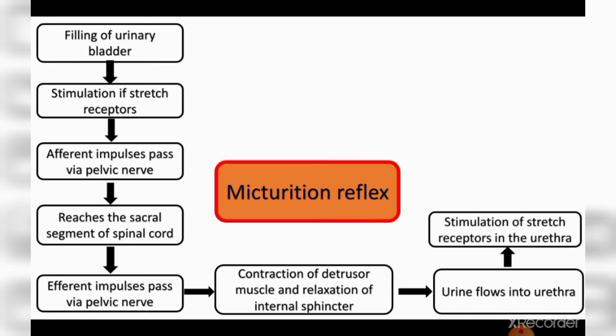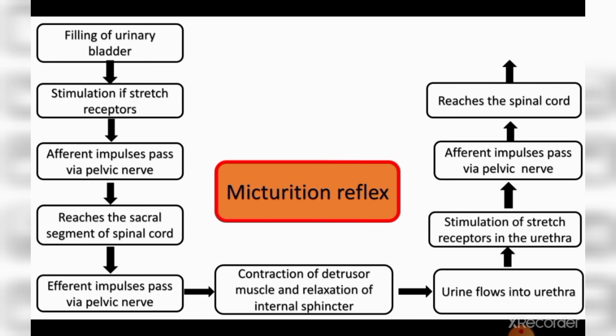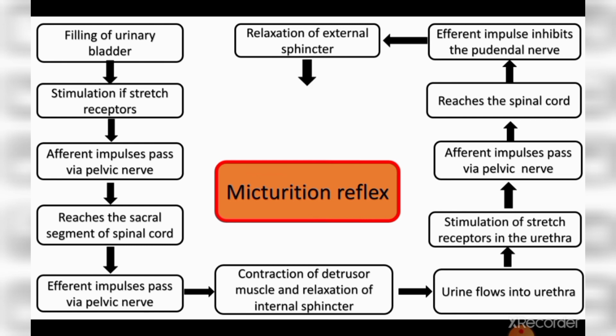When the urine is passing through the urethra, it will stimulate the stretch receptors present on the wall of the urethra. Those impulses will be sent to the spinal cord through the pelvic nerve, and when the impulse reaches the spinal cord, it produces an efferent impulse which inhibits the pudendal nerve. The pudendal nerve inhibition will result in relaxation of the external sphincter, and the external sphincter relaxation will result in urine flow. So this is how micturition occurs.